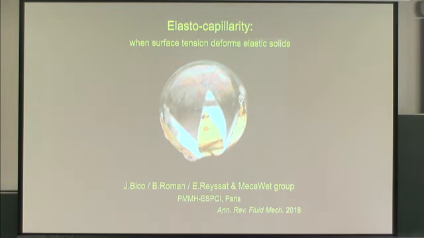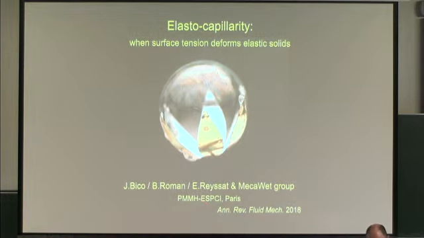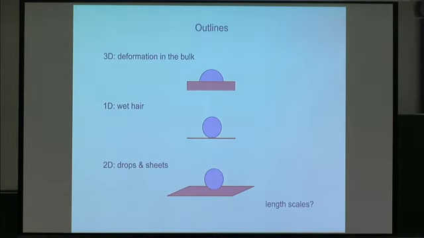And so what I would like to present to you is a work on elastocapillarity, and what we mean by elastocapillarity is when surface tension can deform elastic objects. I will try to make more of a review, which is based on a review paper that we wrote with my colleagues Benoît Roman and Etienne Ressa, and more generally with the MechaWeight group we have in Paris at the PMH laboratory. So the outline is this one.